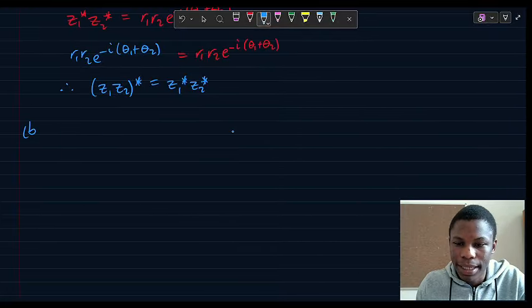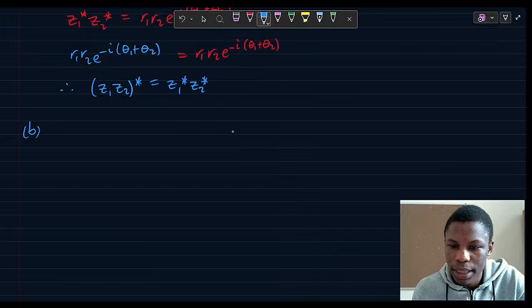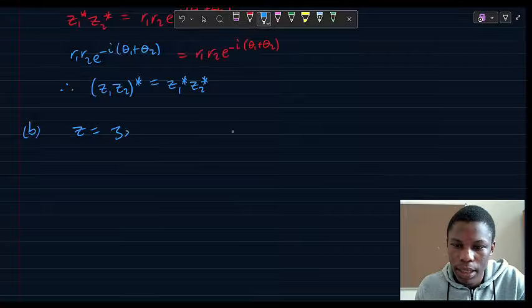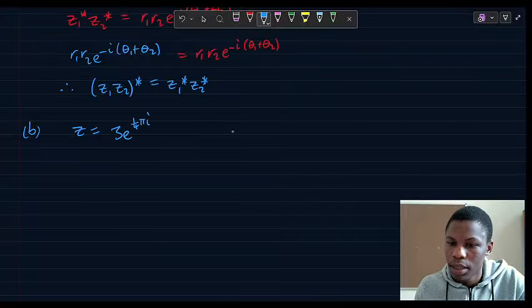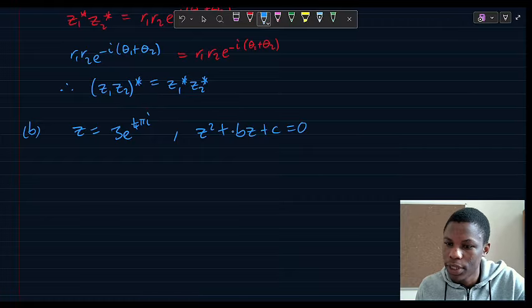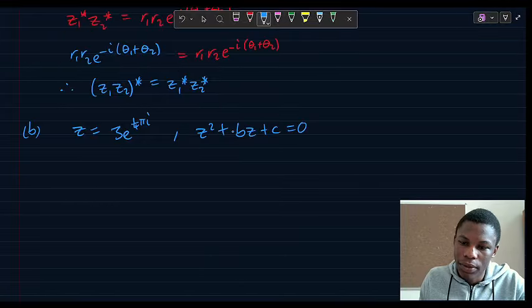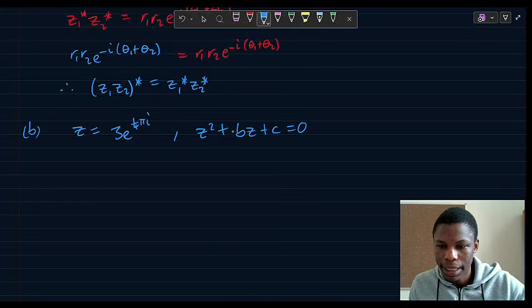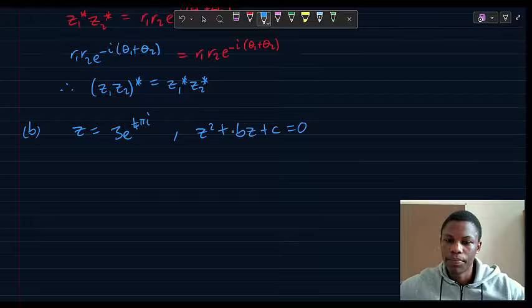Now part B says z is equal to 3e to the 1/4 pi i is a root of the equation z squared plus bz plus c is equal to 0, where b and c are real. State the other root and hence find values of b and c.